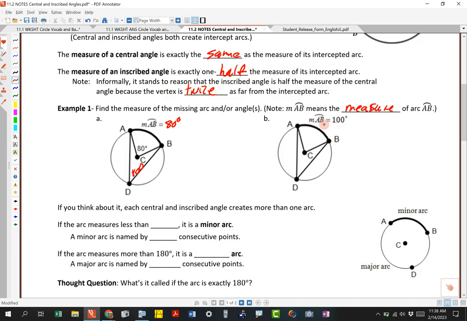If this is 100, kind of working backwards from the example that I just gave, if that's 100, this has got to be 100 for the central angle. And the inscribed angle would be exactly half of that, so that would be 50 degrees.